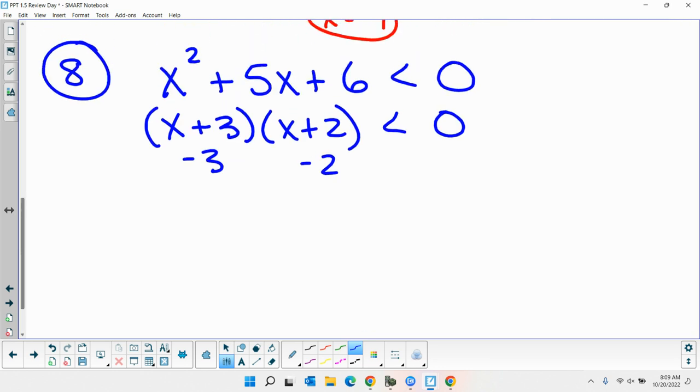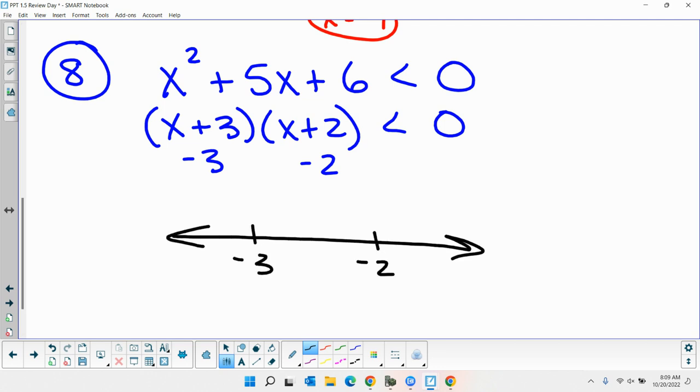Okay? So I got -3 here and -2 here. So I'm going to use 0 and -4. What should I use in between? Yeah, I would use -2.5. Halfway. If you got numbers like that, they're right next to each other.